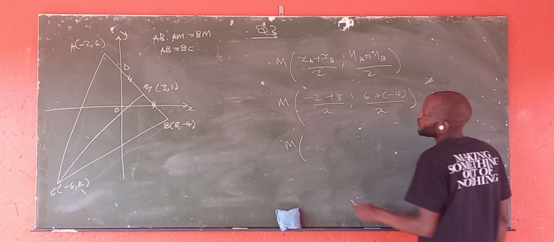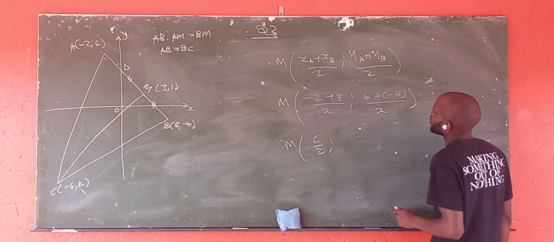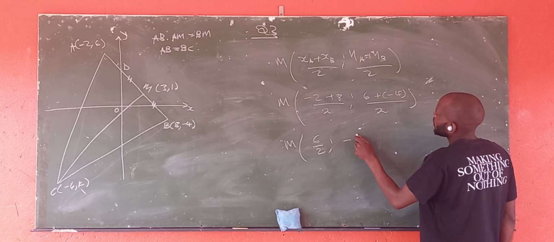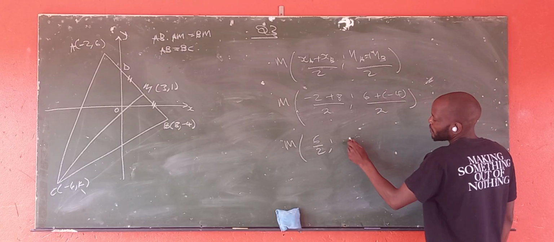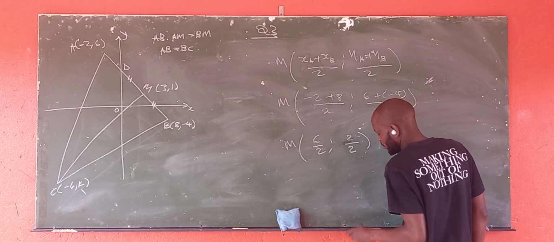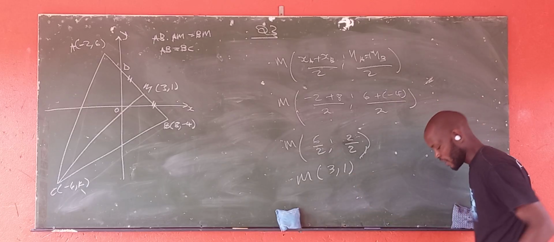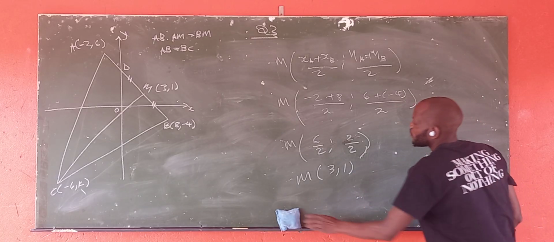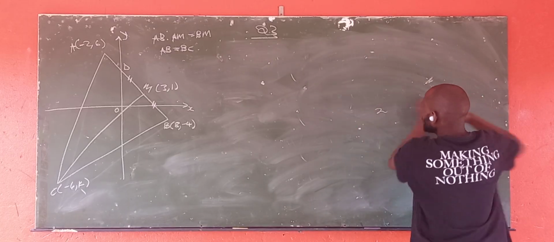So for the midpoint, we have 6 over 2, and on this side we have 6 plus minus 4, which is 2 over 2. Then the coordinates of the midpoint would be 3 and 1. So the coordinates of M would be 3 and 1. We good with that?